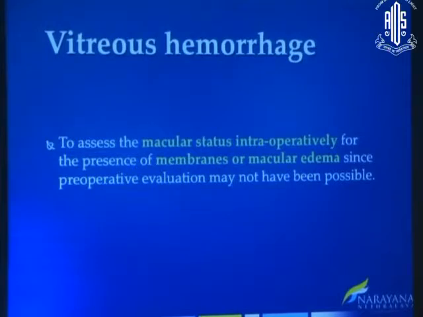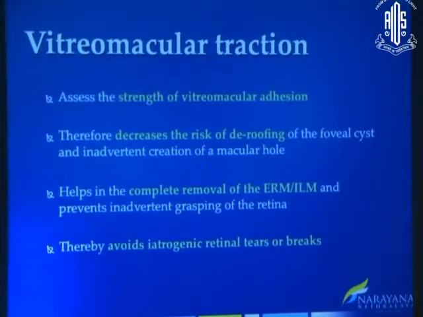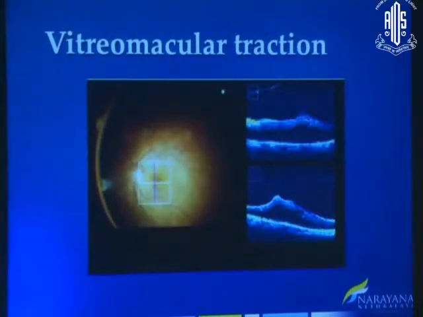Vitreous hemorrhage is another condition where it's extremely useful, because preoperatively you are unable to assess the macular status. During surgery, once you finish clearing the vitreous hemorrhage, you can assess the macula for edema or any membranes present. In cases of VMT, it helps us look at the strength of the adhesions. It also decreases the risk of de-roofing because you're able to visualize the surgical process in toto. It helps in complete removal of the ERM and the ILM and prevents inadvertent grasping of the retina. Therefore, you can avoid retinal tears and breaks. Here you can see the extent of the VMT can be assessed intraoperatively quite well.